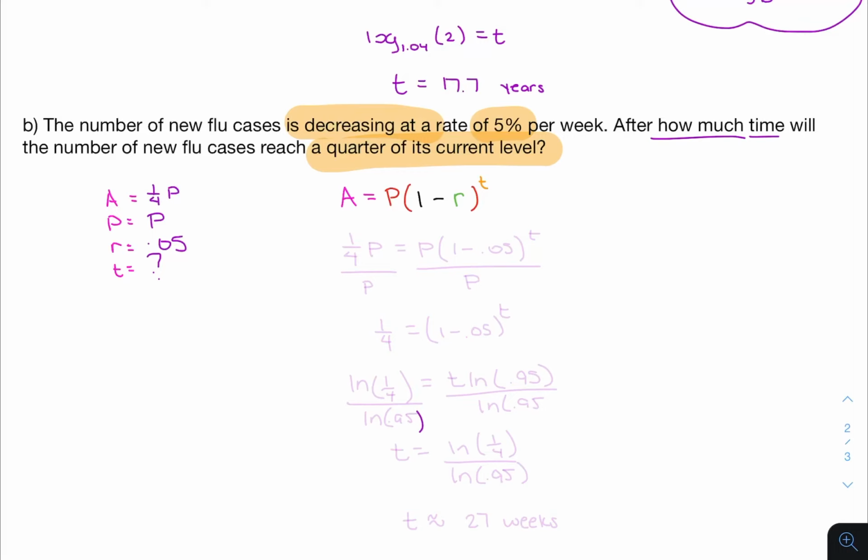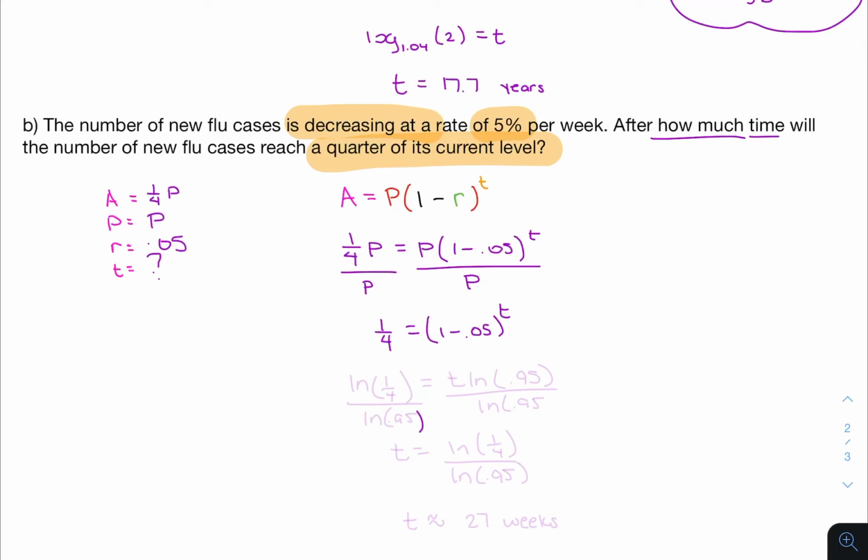Okay, so now let's do the same as before. We're just going to plug it into our formula. Since it's decreasing, we know that it's the one with the minus sign. So 1/4 of p is equal to p times 1 minus the rate, which is 0.05, to the t power. Okay, solving for this, divide by p to both sides because we want to leave the term with the t by itself. So we're left with 1/4 is equal to 1 minus 0.05 to the t power.